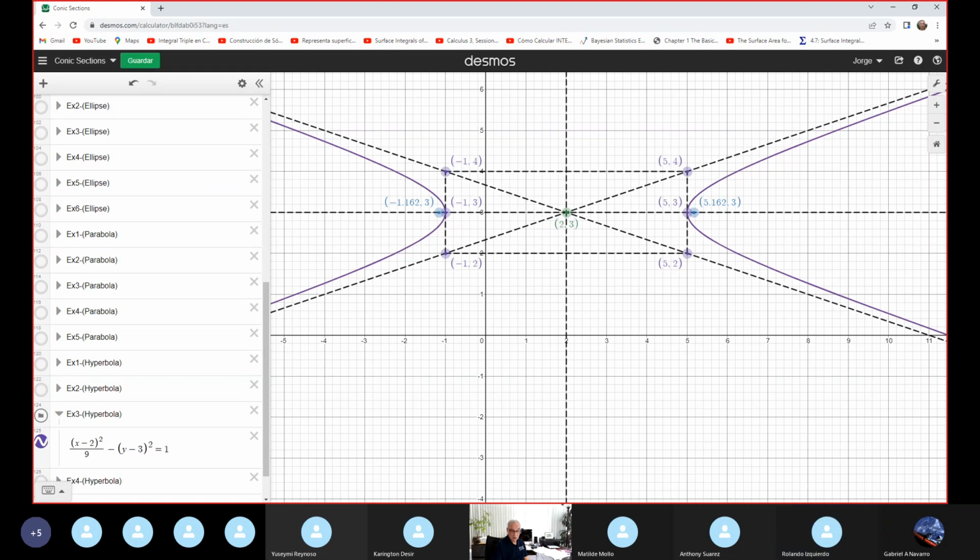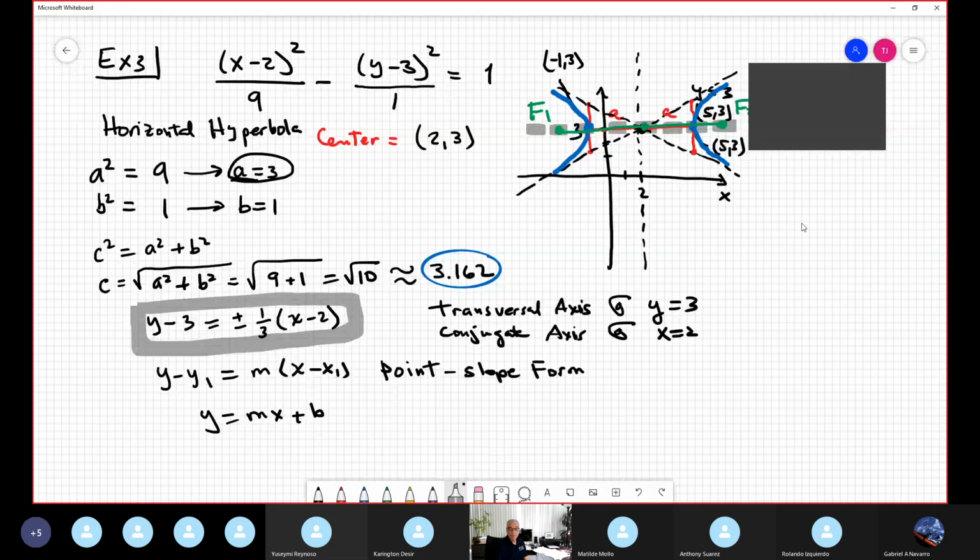Clear. Yes. Let's move on to the last example of the hyperbola. Whiteboard. Do you see the whiteboard?